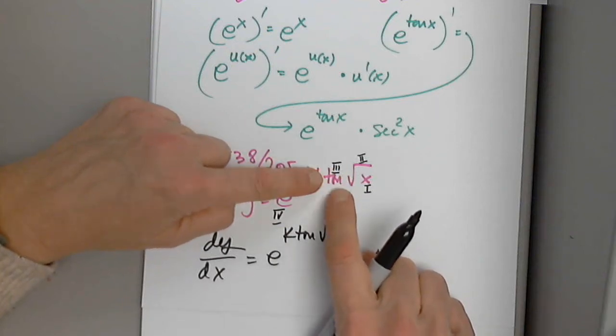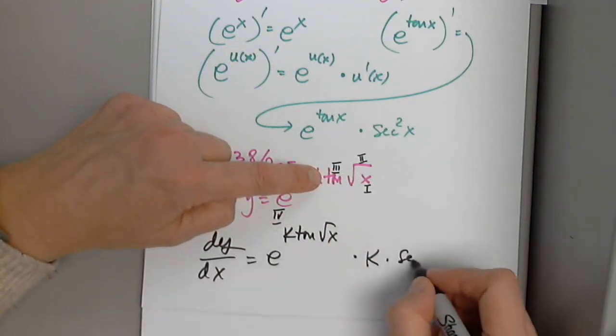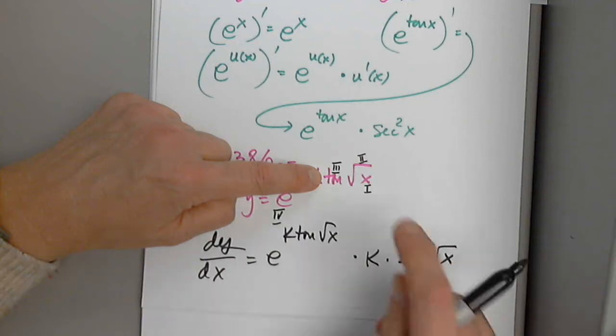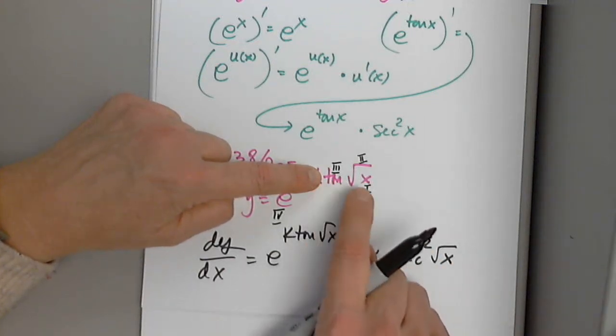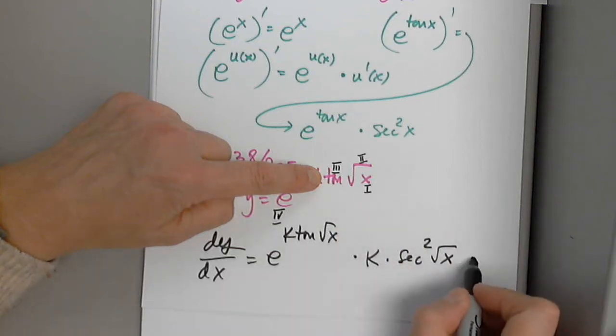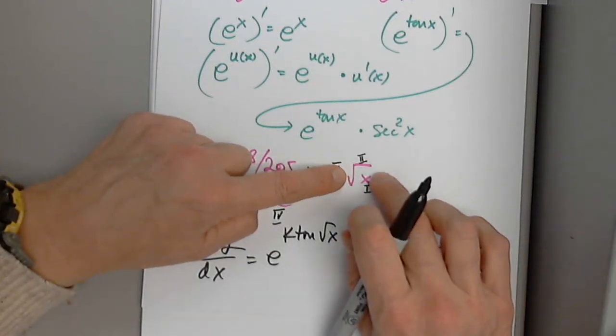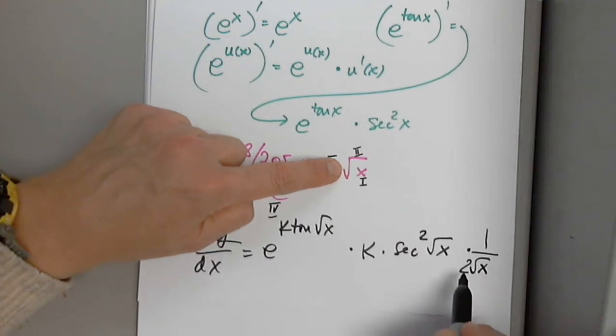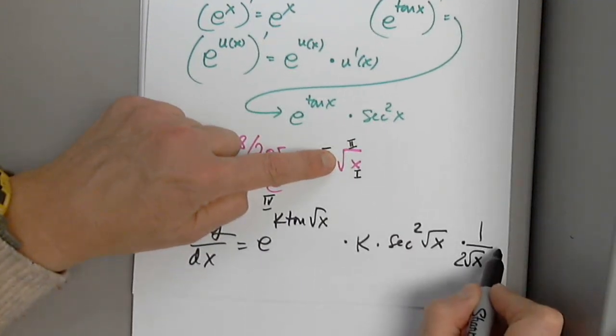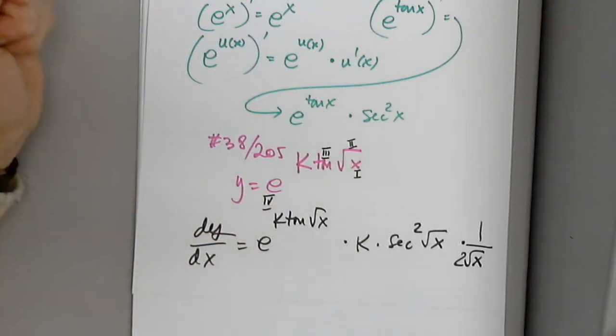When I differentiate tangent, what do I get? Secant squared of the square root of x. Tangent the square root of x prime is secant squared of the square root of x. But now times the inner function prime, which is 1 over 2 the square root of x, as we know from a long time ago. And I should write times x prime, but that is 1.